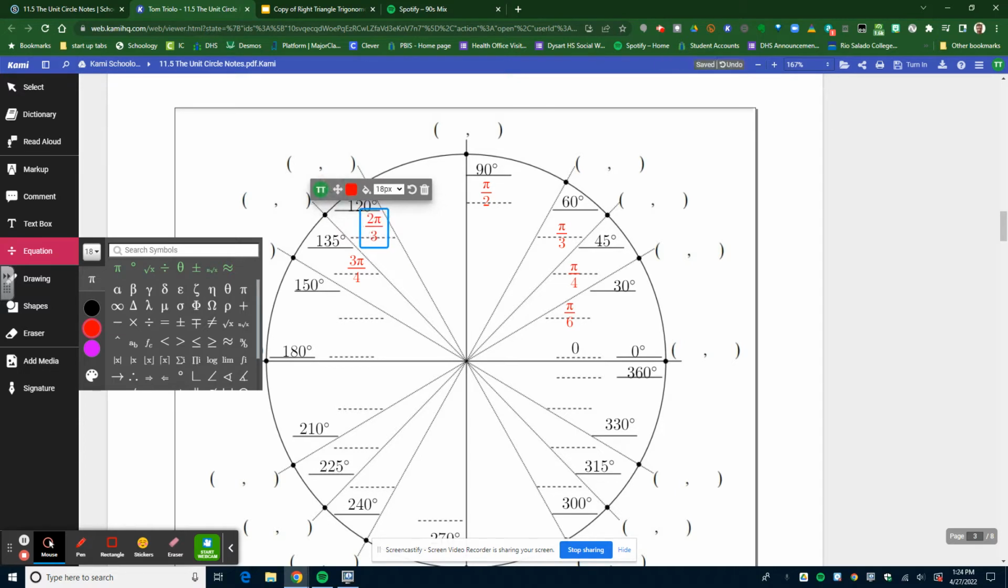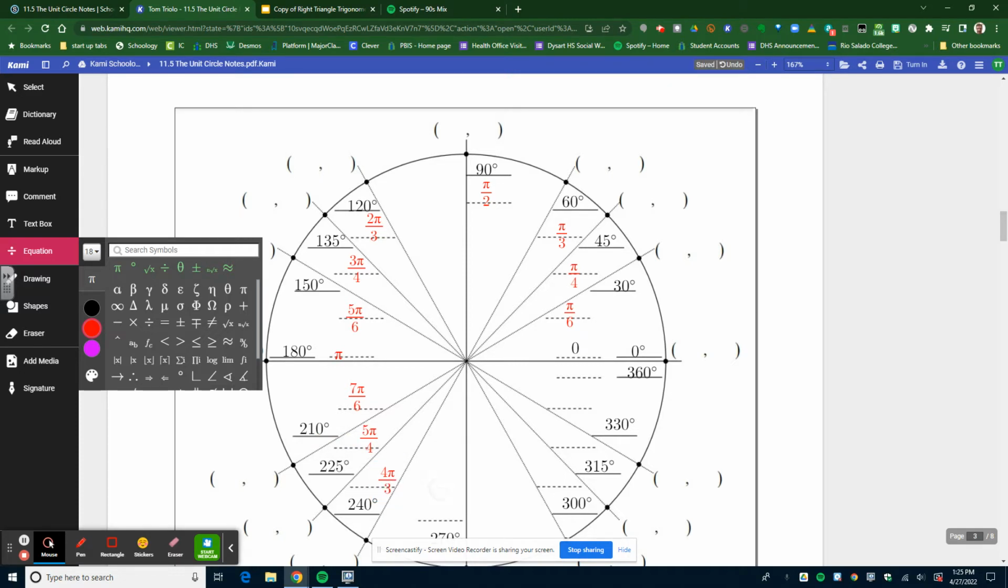Okay. Now we're at 5 pi over 6. Yeah, 5 pi divided by 6. Pi. That says pi, and then everything's just going to be bigger than 1 pi. Okay. 7 pi over 6. And then 5 pi over 4. 5 pi divided by 4. And then we have 8 pi over 6, which is the same as 4 pi over 3. So 240 degrees is 4 pi over 3. Pi divided by 3.